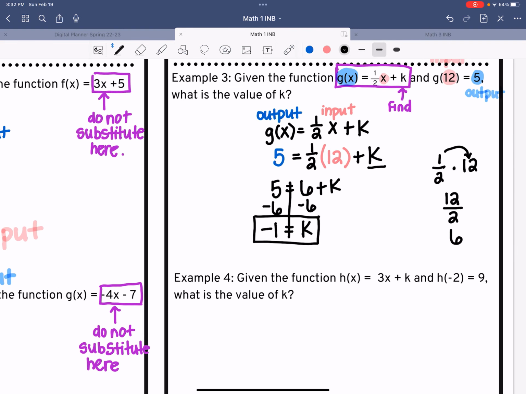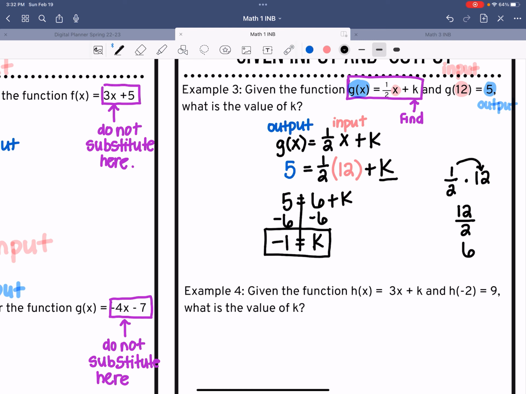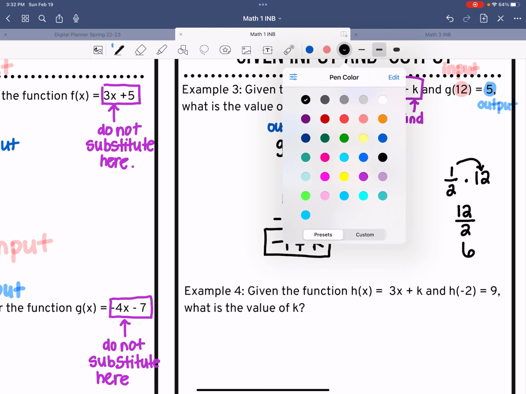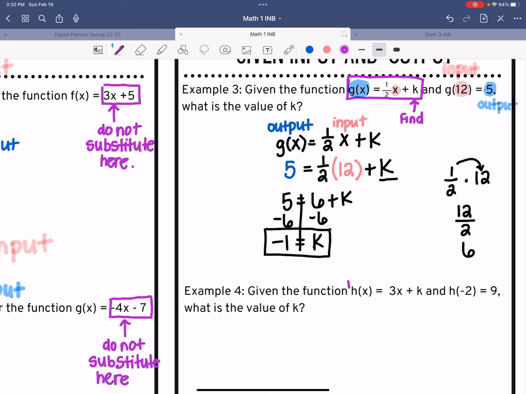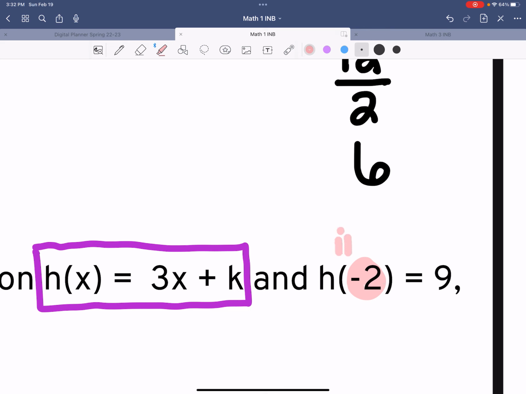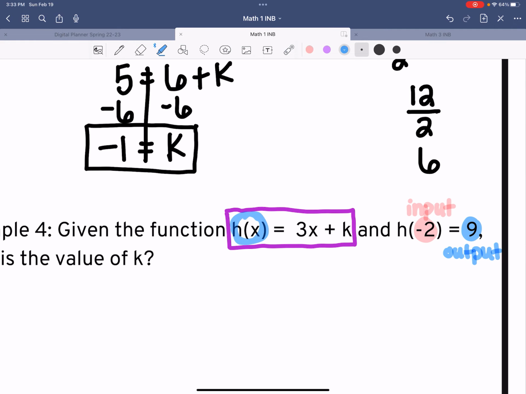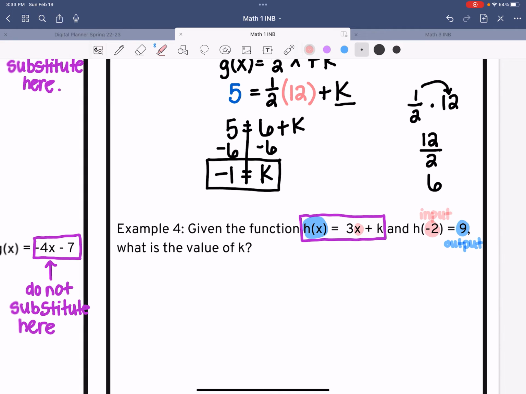All right, so very similar question again, just to review what we talked about. Our main function that we're looking at right here is h of x. So h of x equals 3x plus k. We're looking at our input. Our input is -2, so this is our input. And our output is what it's equal to, so that's going to be 9. Those pieces are going to go in h of x, that's going to be our output, and in x we're going to put our input.